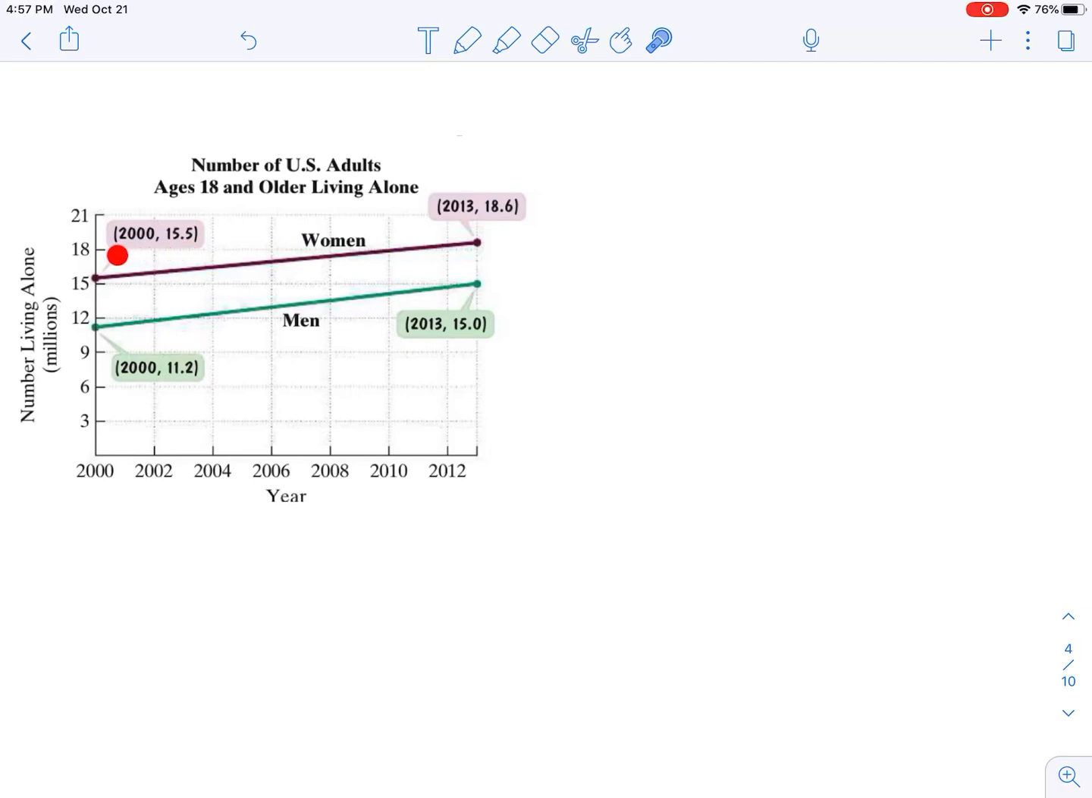2000, 15.5, meaning that x is my 2000 and my y value is 15.5. My second point is 2013 and 18.6. When we look at slope and when we need to find slope, we always use the slope formula known as m equals y2 minus y1 over x2 minus x1.